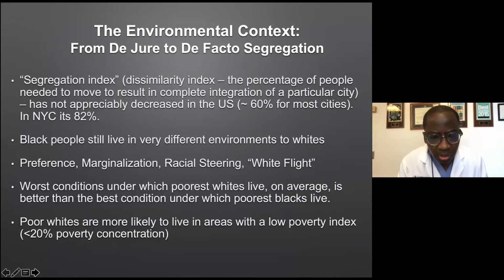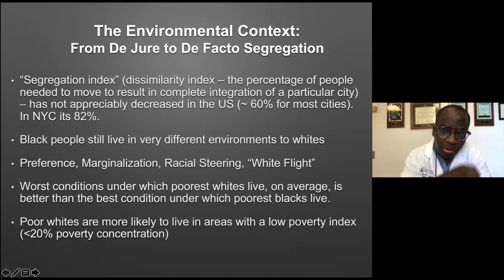So initially, segregation was legal, but today America is still an extremely segregated society, and it's more of a de facto segregation today. If you look at the segregation index, which is also known as the dissimilarity index, which is the percentage of people needed to move to result in the complete integration of a particular city, it actually hasn't appreciably decreased in the US even today. Today, it's about 60% for most cities. In New York City, where I'm sitting, it's 82%.